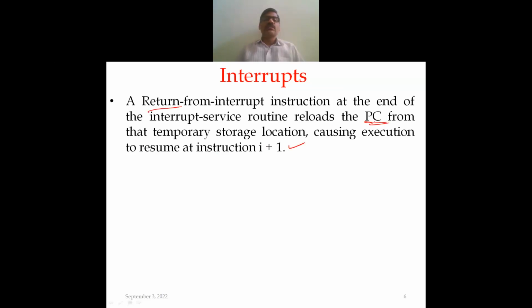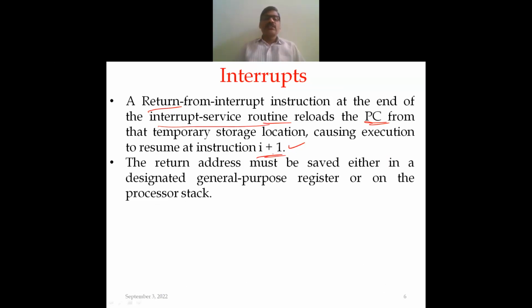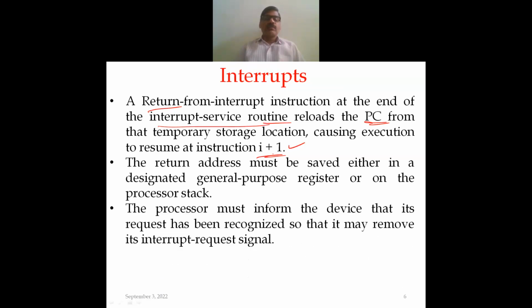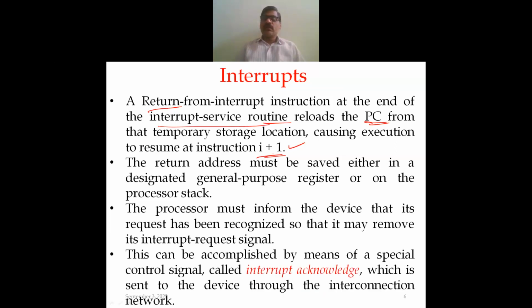So the PC has to be loaded once the interrupt service routine execution is completed, because it has to continue the main program execution from the i plus 1 instruction onwards. The return address must be saved either in a designated general purpose register or on the processor stack. The processor must inform the device that its request has been recognized so that it may remove its interrupt request signal. This can be accomplished by means of a special control signal called interrupt acknowledgement, which is sent to the device through the interconnection network.